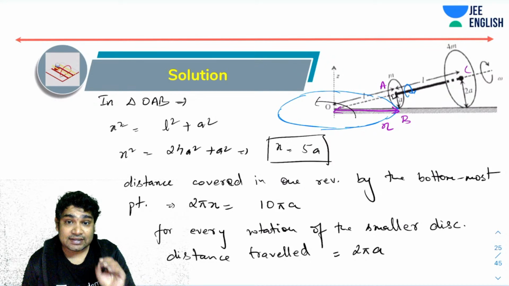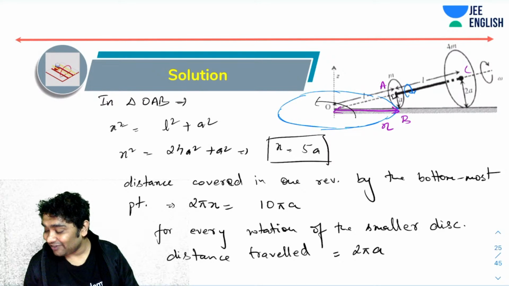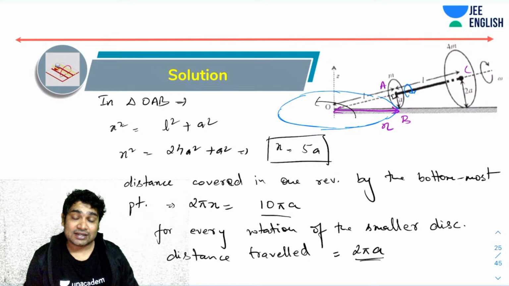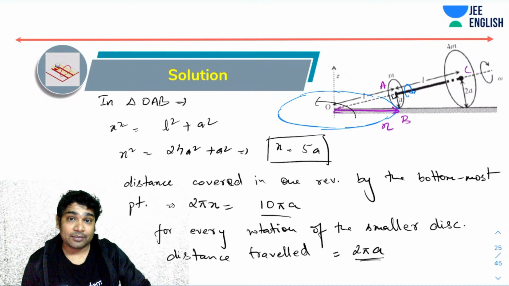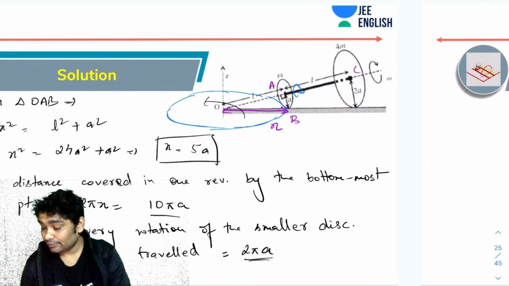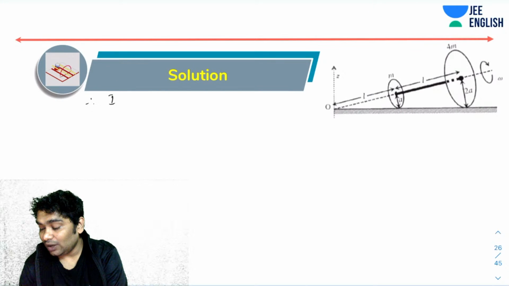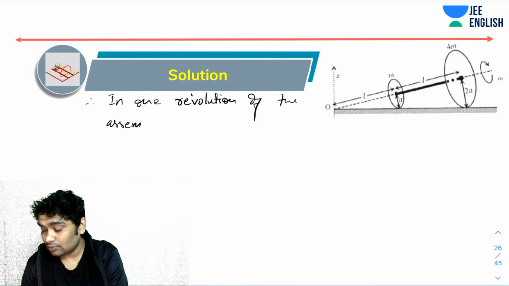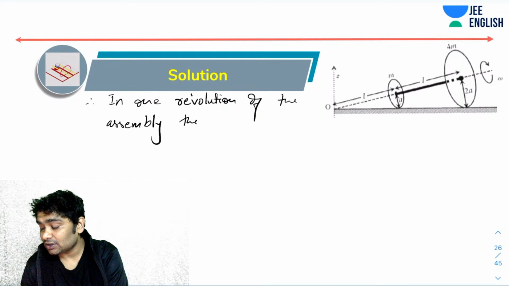Now you realize that since the overall distance traveled is 5 times this, in one revolution of the assembly, the disk would have rotated 5 times. You guys agree? So therefore, in one revolution of the assembly, the disk rotates 5 times.